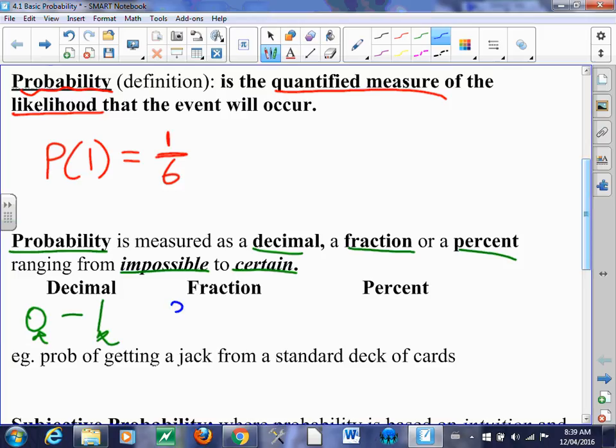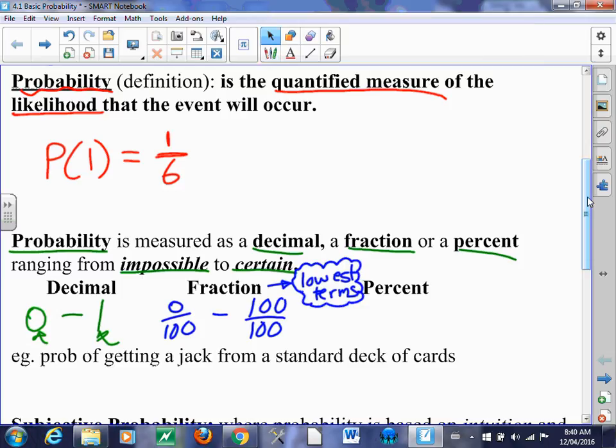Same with a fraction. It can be 0 over 100 to a total possible 100 over 100. And again, reduce fractions to lowest terms always. Problem is, if I reduce these to lowest terms, folks, they wouldn't be fractions. So in your real example of your answers, make sure you put them to lowest terms.